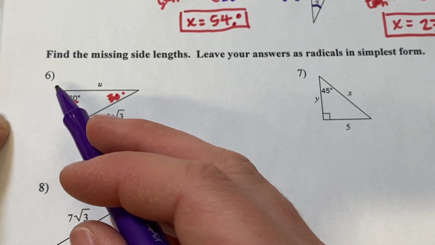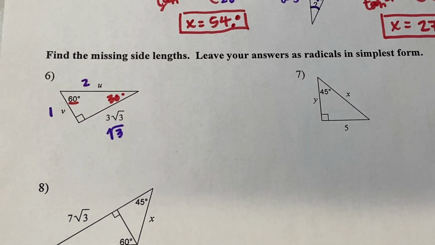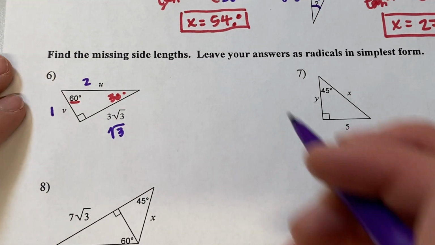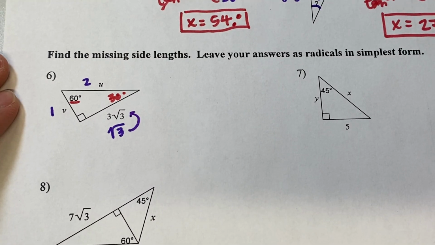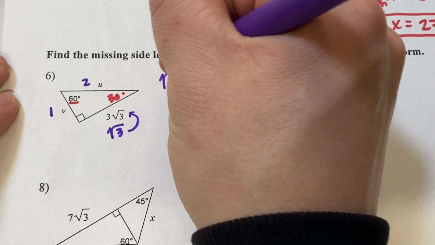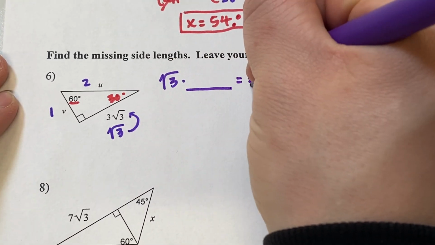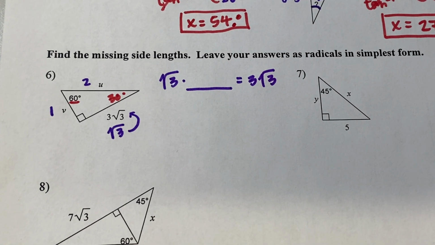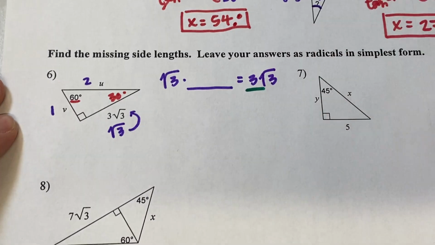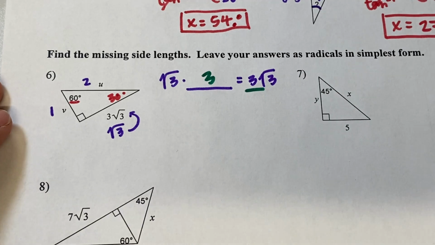Okay, this side, the smaller side, starts at 1, and the longer side started at 2. Okay, well, how are they going to change? This guy went from root 3 to 3 root 3. So, what did we multiply root 3 by to get 3 root 3? Okay, well, pretty simple. We just multiplied it by 3, which changed it to 3 root 3.